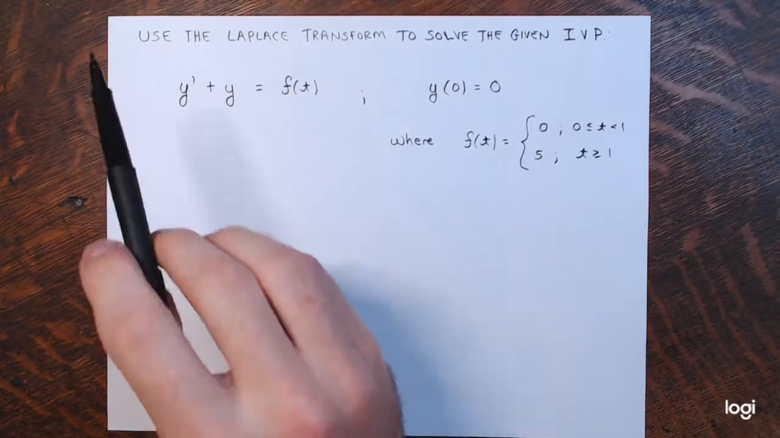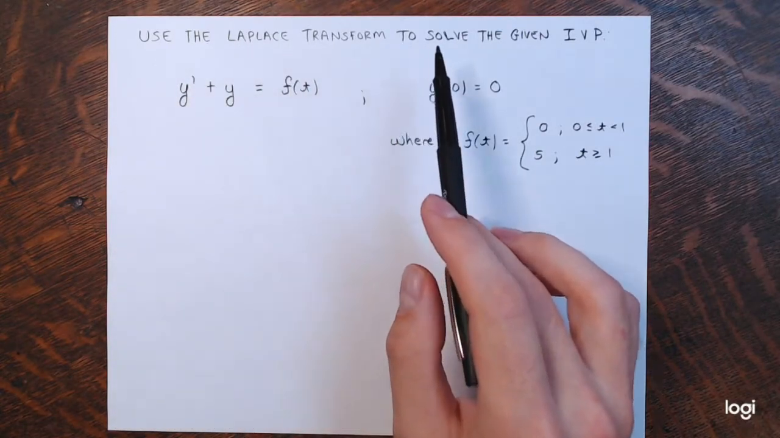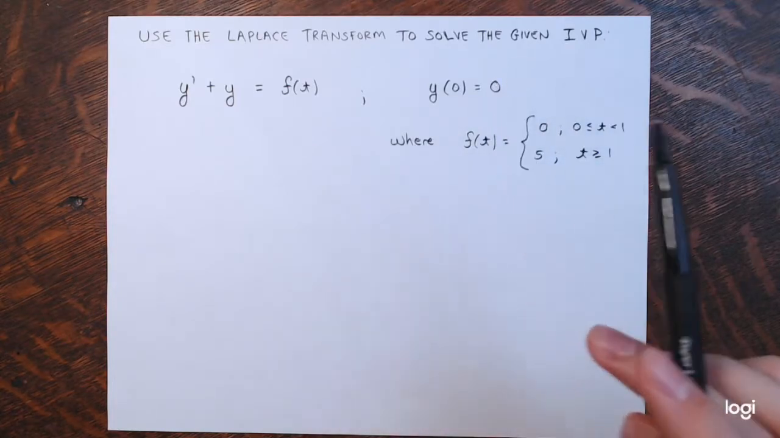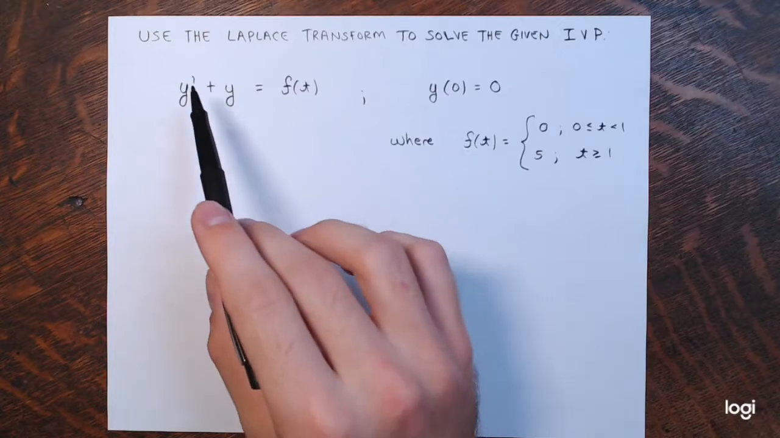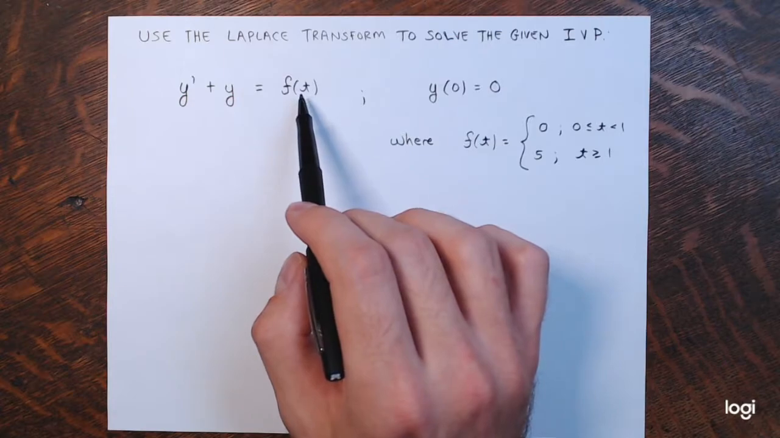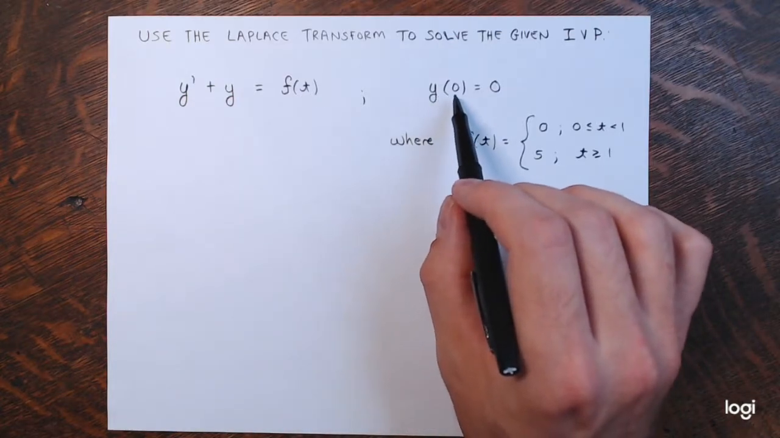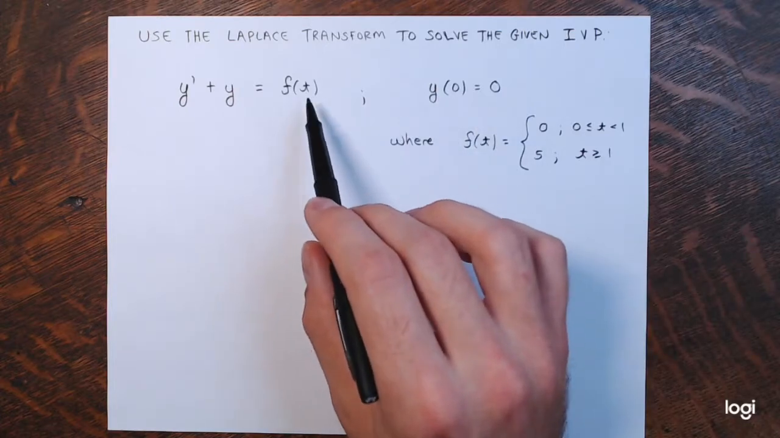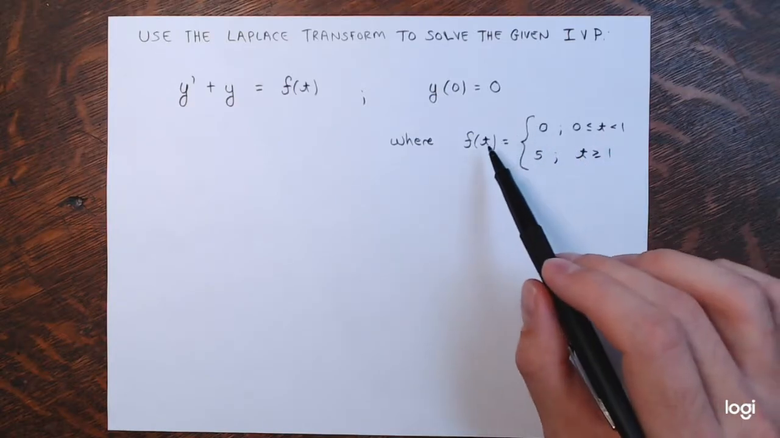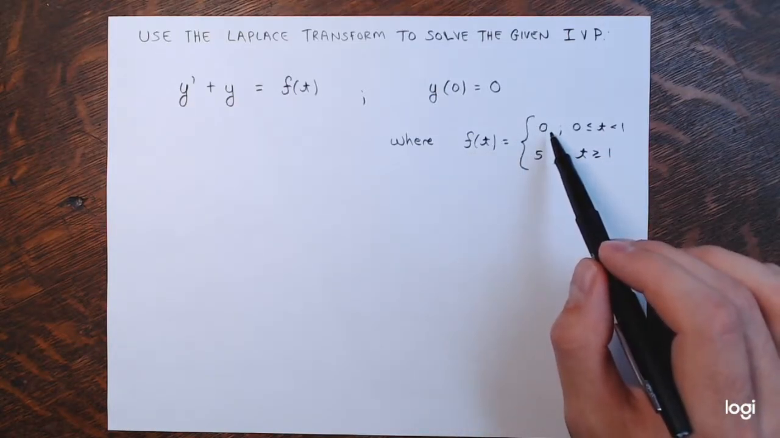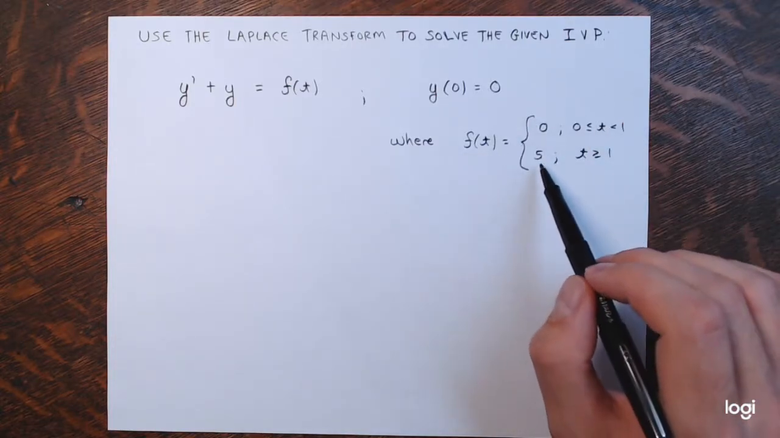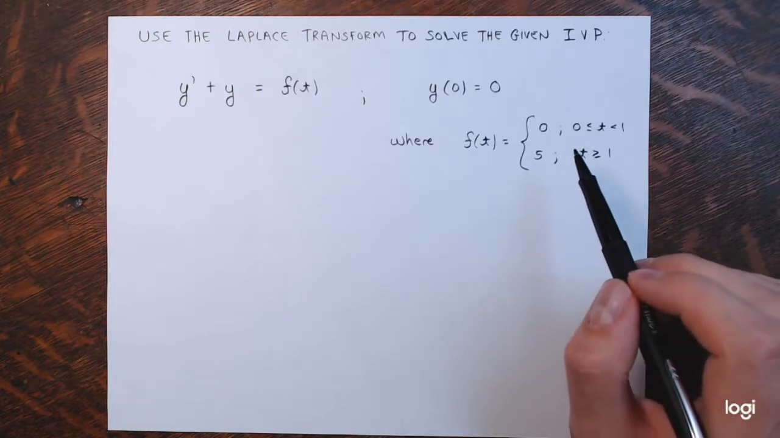Here I have used the Laplace transform to solve the given initial value problem, and I'm just going over two examples. The differential equation is y prime plus y equals some function of t. The initial condition, y of 0 is 0, and this function of t is a piecewise defined function, where f of t is 0 from t equals 0 to 1 but not including 1, and f of t is 5 for t greater than or equal to 1.